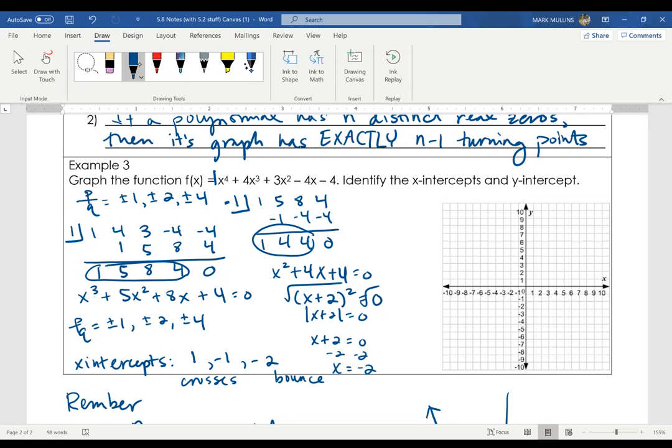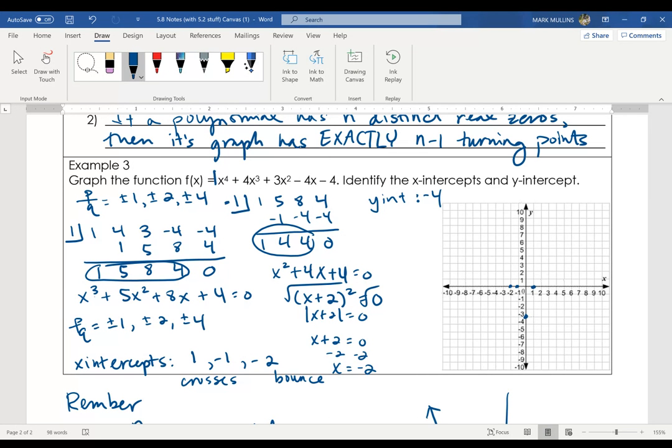The other thing I need is my y-intercept. I would get it by making all my x's 0. So I would have 0x to the 4th, 0x cubed, 0 squared, so everything is going to cancel out except my constant term, which is -4. So now I'm going to plot everything again. My y is -4. My x-intercepts are -2, -1, and 1.